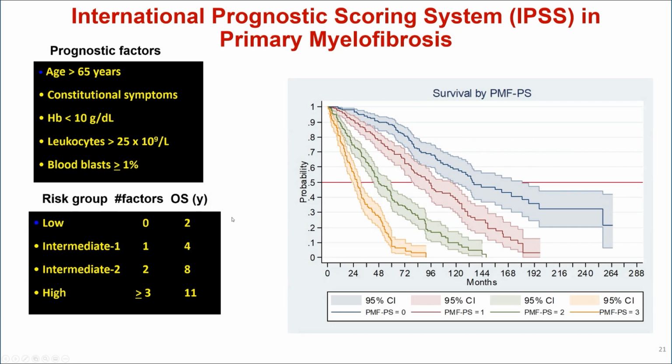But just to give you a perspective, at the time of diagnosis, you can divide patients in 4 groups, as you can see in this graph, and only one factor would already advance the patients from low to intermediate 1 group, and the life expectancy would be different. Unfortunately, in the table in the left lower corner, the overall survival in years should be the opposite. Low risk is 11, intermediate 1 is 8, intermediate 2 is 4, and high risk is only 2, just to be right.